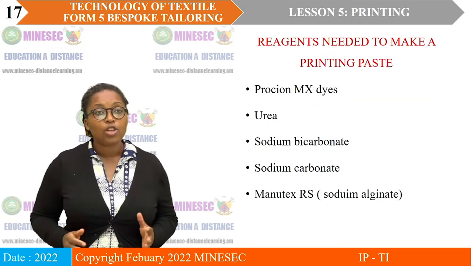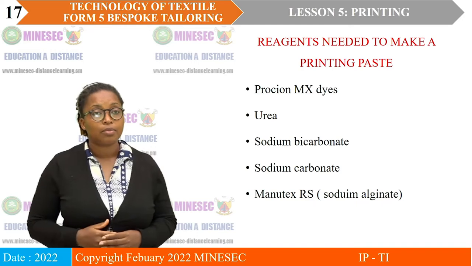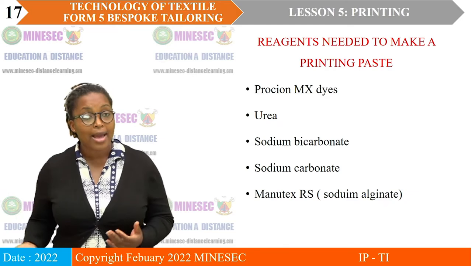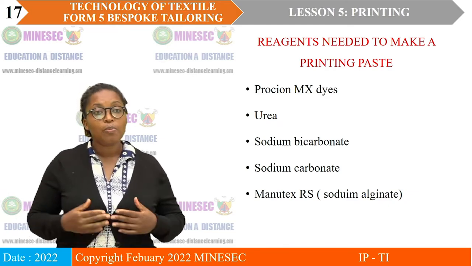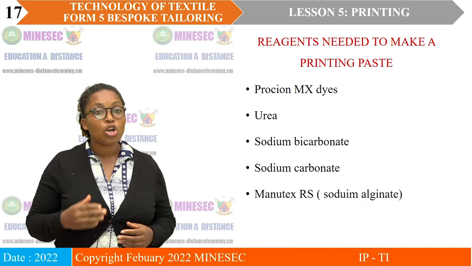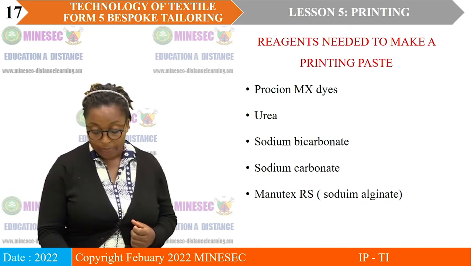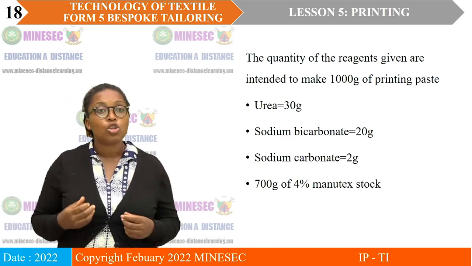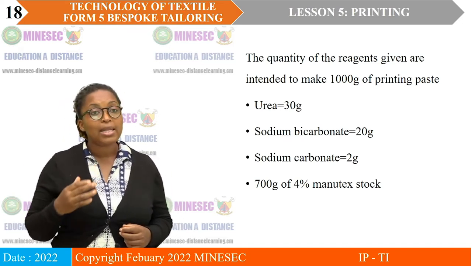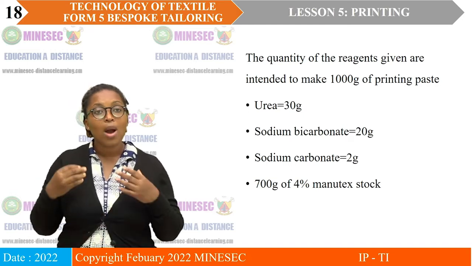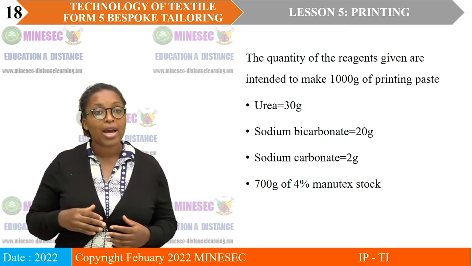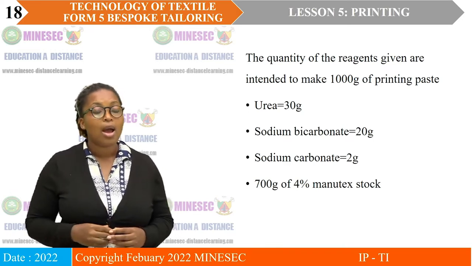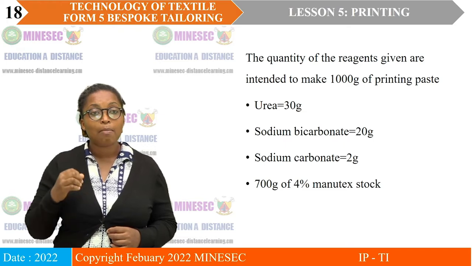What are the reagents we need to make our printing paste? To make our printing paste, we need the portion, which is the dyes. We need urea, sodium bicarbonate, sodium carbonate, and sodium alginate, which is the Manutex. So I'm going to give you the quantity of reagent that we need to make 1,000 grams of printing paste. We need urea 30 grams, sodium bicarbonate 20 grams, sodium carbonate 2 grams, and 700 grams of 4% Manutex stock.